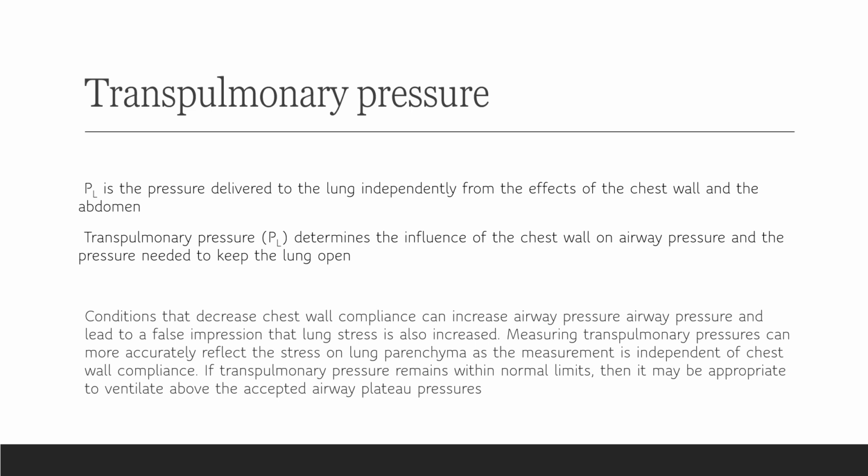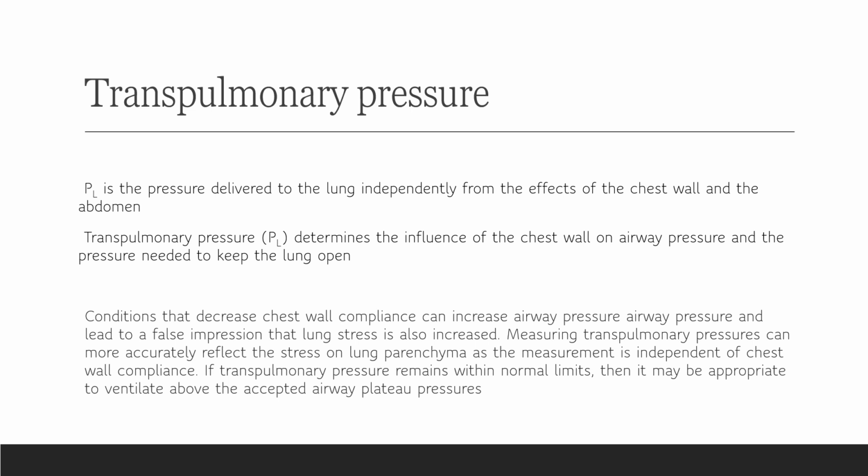What is the significance of transpulmonary pressure? Transpulmonary pressure determines the influence of the chest wall on airway pressure. So transpulmonary pressure is the pressure which is delivered to the lung and required to keep the lung open, and it is independent from the effect of the chest wall and abdomen on the airway pressure.